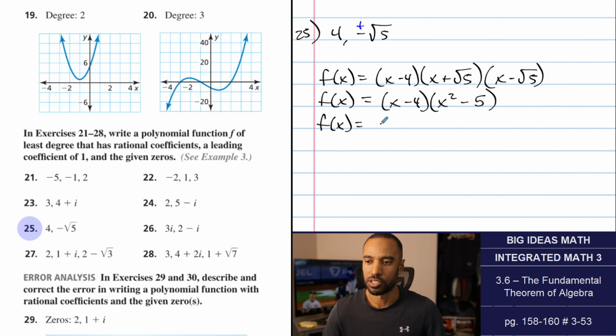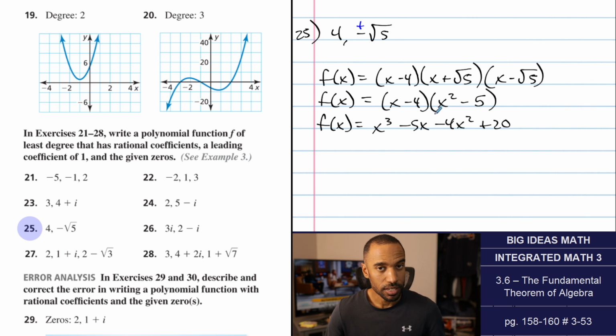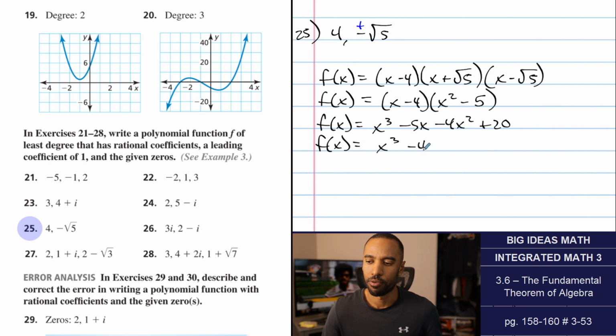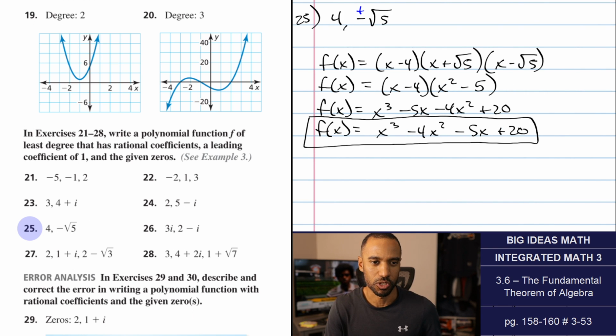Now we go ahead and FOIL this out. We get x cubed. Now, I'll write it in this form. Outside is minus 5x, inside is negative 4x squared, and last one is 20. But I wouldn't finish here because it's not in standard form. So I have to make sure that negative 4x squared is first, and then negative 5x, and then positive 20. This, by the way, is factorable by grouping, because it's a binomial times a binomial there. I guess that's also the reason why the others weren't factorable by grouping.